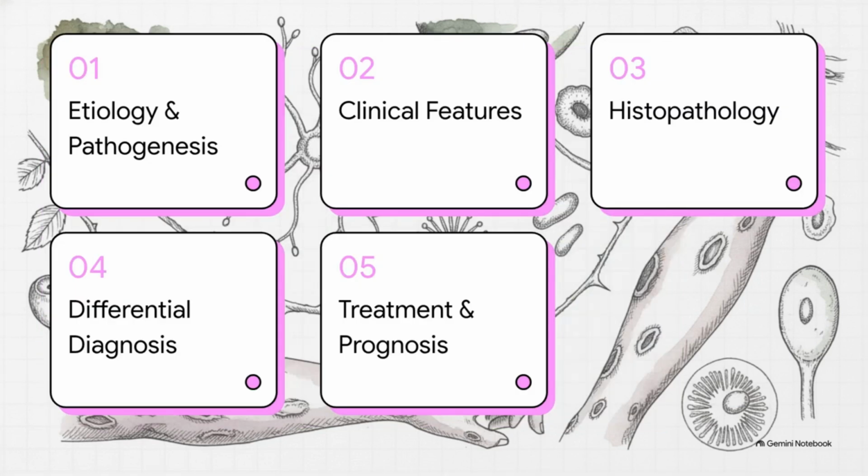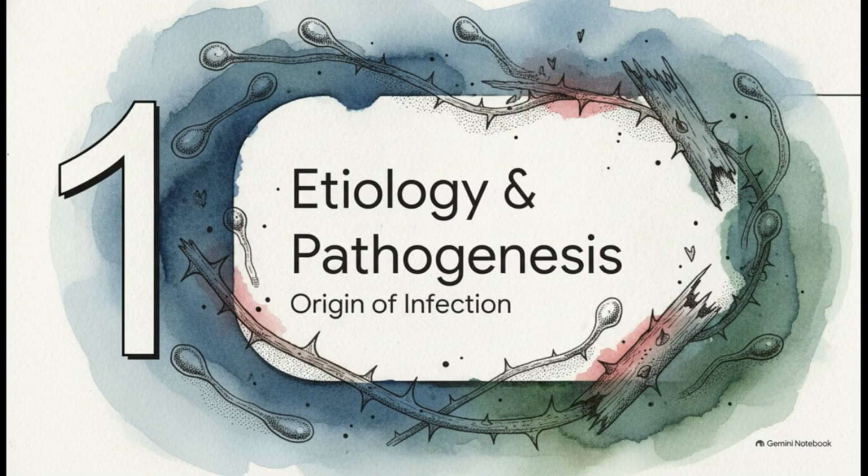To get this mentally mapped out, our agenda today is going to quickly cover etiology and pathogenesis, clinical features, histopathology and immunopathology, differential diagnosis, and finally, treatment and prognosis. All right, starting with number 1, etiology and pathogenesis, or the origin of the infection.